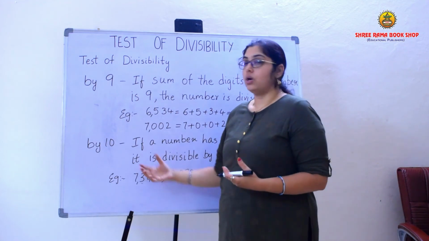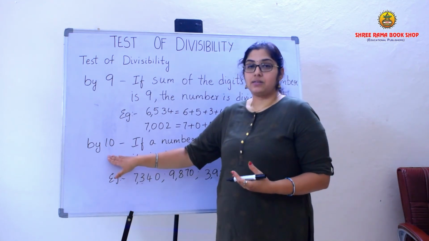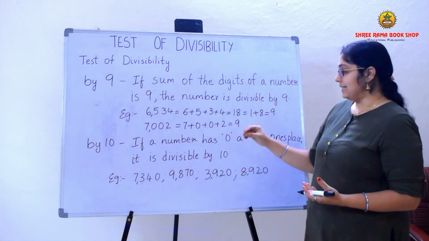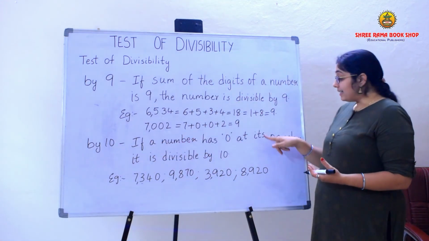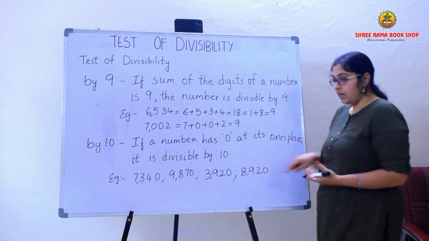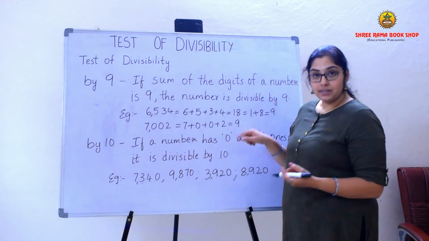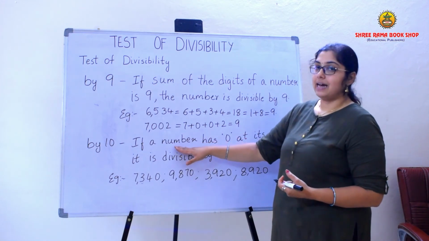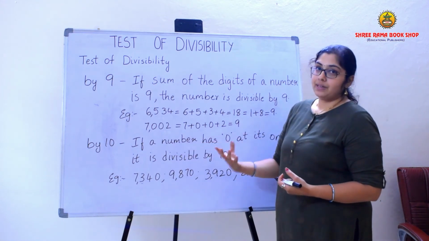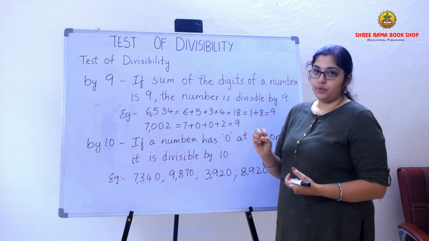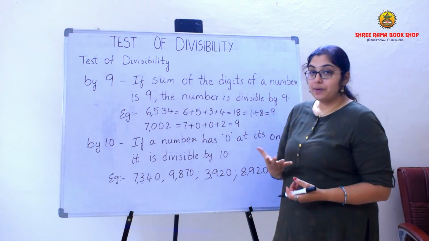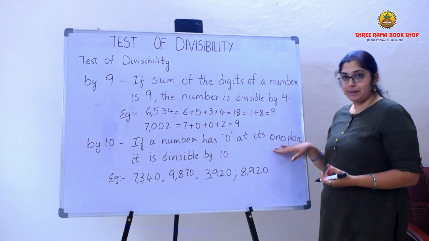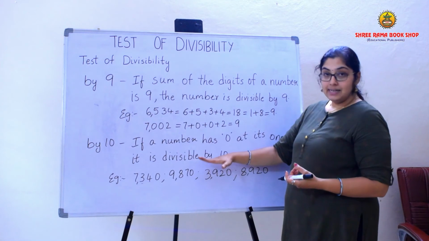Now we will move on to the divisibility rule of 10. If a number has 0 at its ones place, it is divisible by 10. So children, according to the statement, if a number is having 0, it should have 0 in which place? In the ones place. Then I can directly say by seeing the number that it is divisible by 10.